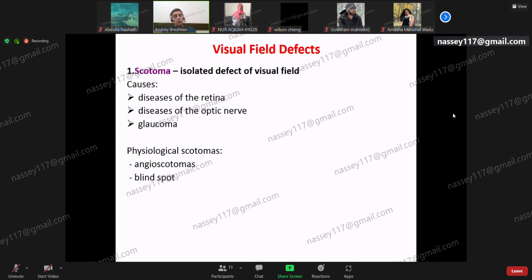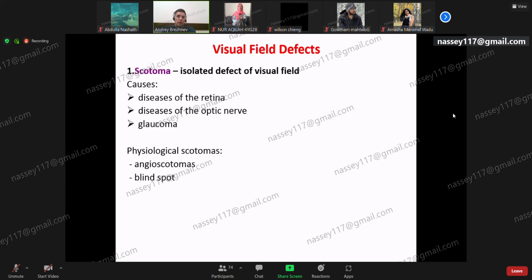They exist in our eye, in all the eyes of all persons. There exist physiological scotomas, the so-called angioscotomas, due to the presence of the blood vessels on the retina, and there is no visual function in these areas, where there are just blood vessels and no rods and cones. And the blind spot, one of the most interesting places on the retina, is the optic nerve disc. In this area there are no rods, no cones, and of course no light perception.